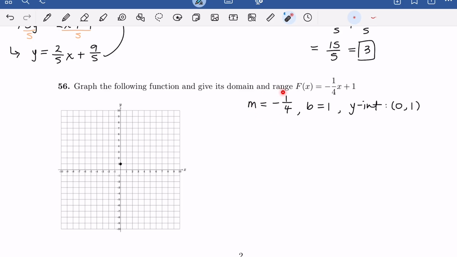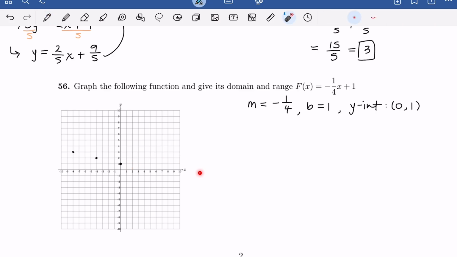And we're going to use this slope here to find more points on this line. Now remember, since our slope is rise over run, we're going to go up 1 unit. And then in this case, we're going to go to the left. Our run is going to be 4 units, but we're going to the left to account for this negative. So we're going to go up 1 over 1, 2, 3, 4. That'll be another point on this line.